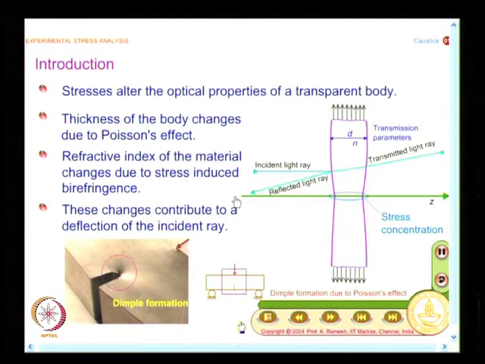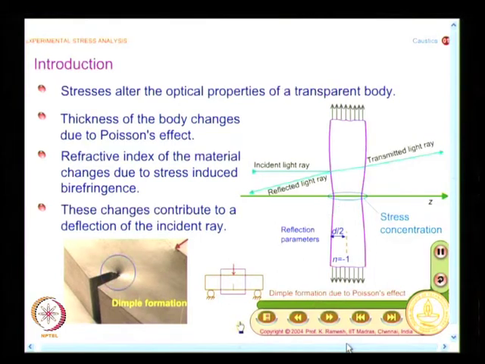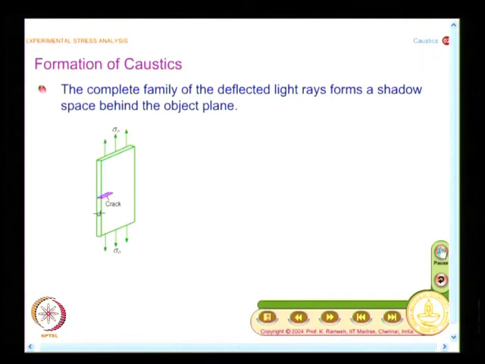And if possible, I will also illustrate it by a simple experiment, but before we go into the experiment, we will also take a specimen with crack and make a very simple sketch of it and look at what happens. I will just show that animation for a minute, then we move on to the experiment. And the formation of caustics is very clear. Just observe the specimen.